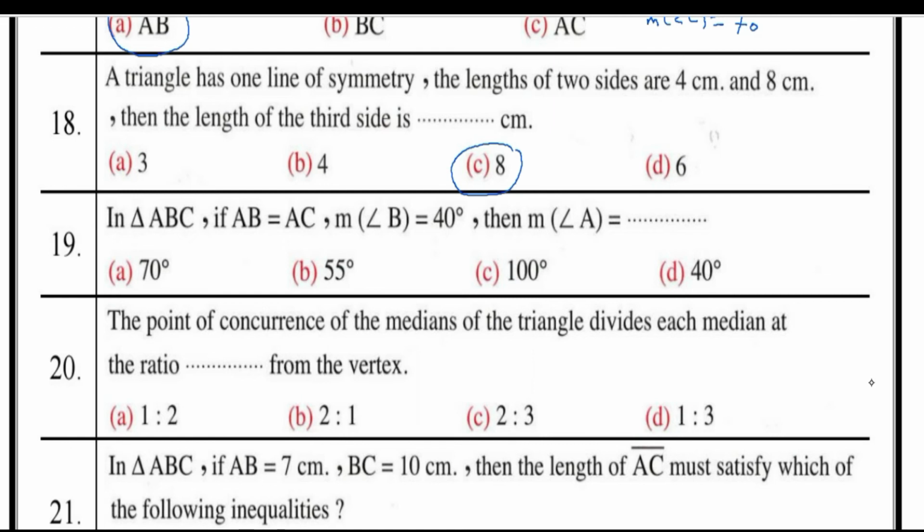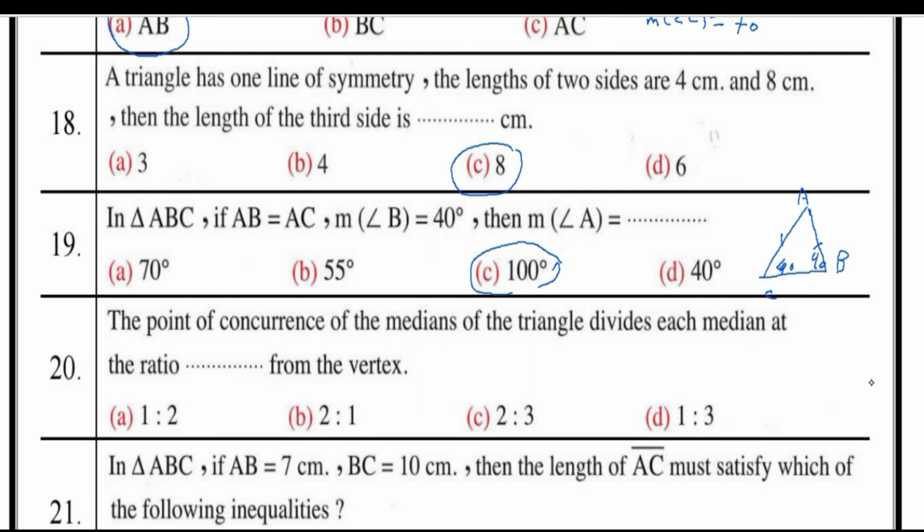ABC triangle, AB equals AC, it means isosceles. Measure B is 40. If we draw ABC, AB equals AC, so measure B 40 equals measure C 40. 40 plus 40 is 80, so the remainder is 100.